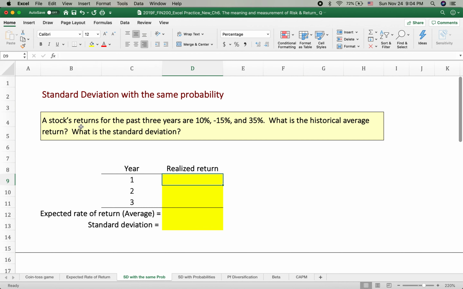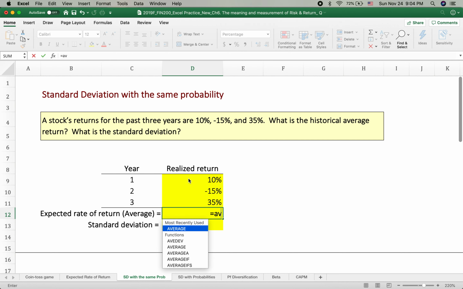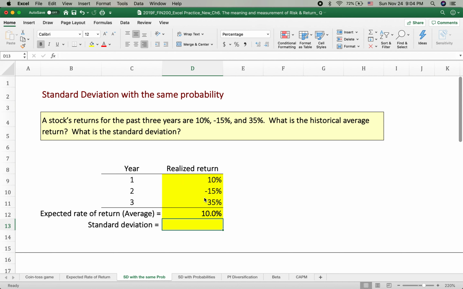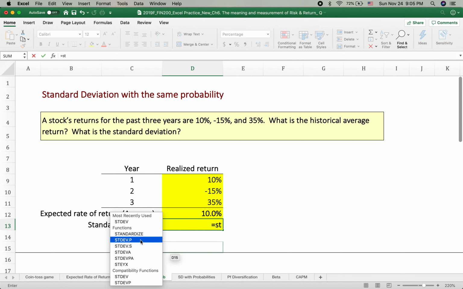Okay, for example, this question has 3 past years, like 10%, minus 15%, and 35%. So the expected rate of return, we can just use the average, because the realized returns in the past information don't have any probability, so you can just use the average function. So 10% is the expected rate of return of this investment. Then we want to know the uncertainty of the expected rate of return of 10%. So we use the standard deviation, population.